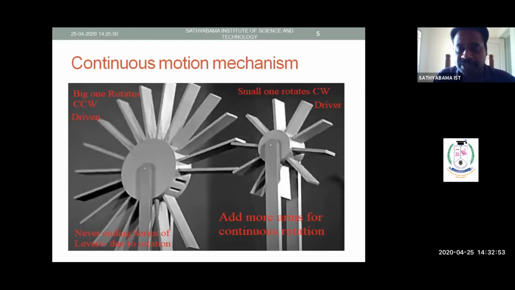Actually, what I am trying to say here is, you just see the left side picture, two blades are missing, correct? Only slots are there. So even if you give the power to the driver and make the driven to rotate, the driven shaft will not rotate continuously because there is missing of blades. So by increasing the number of blades in the driven shaft, you can maximize the power transmission, or you can give continuous motion to the driven shaft. This is what I am trying to convey here.